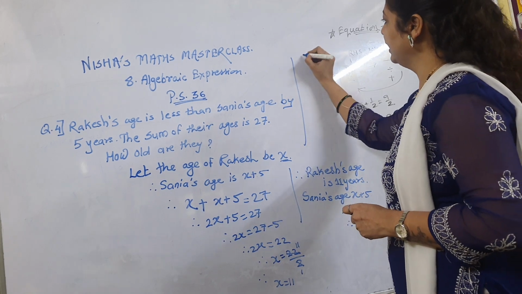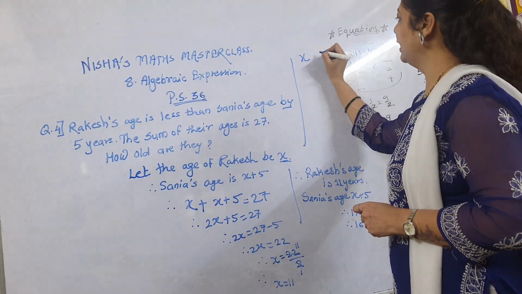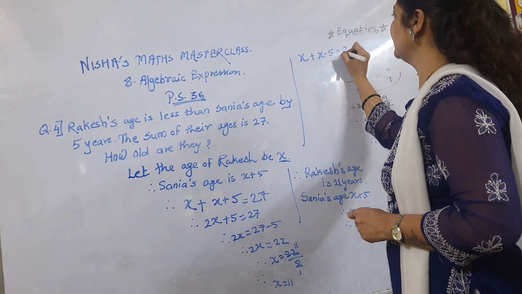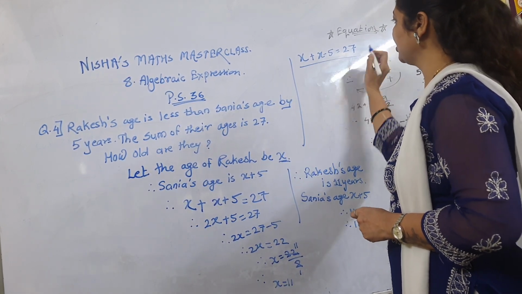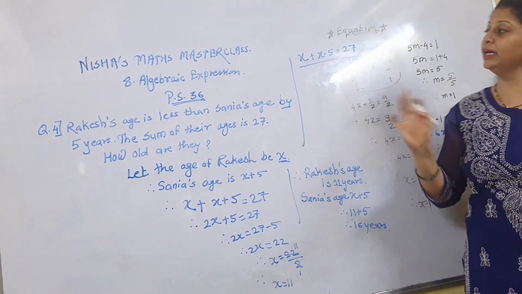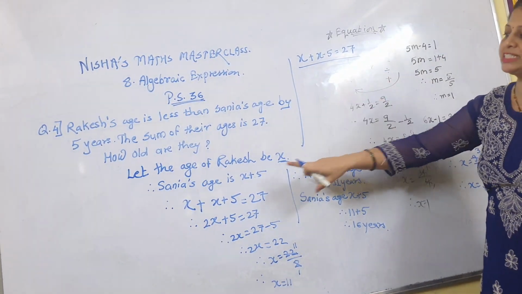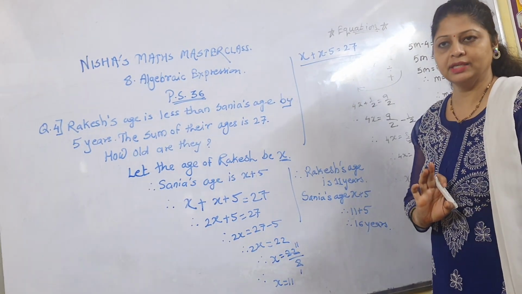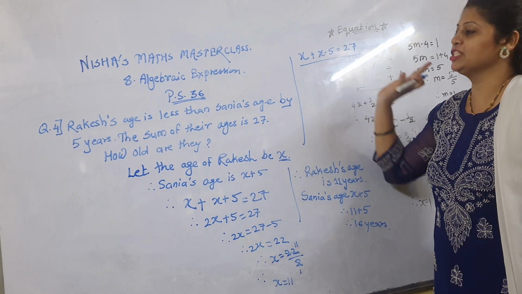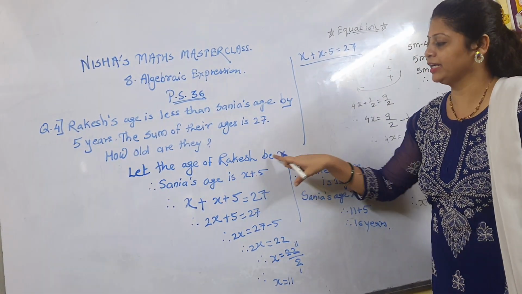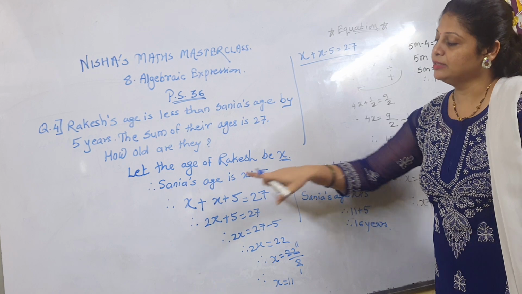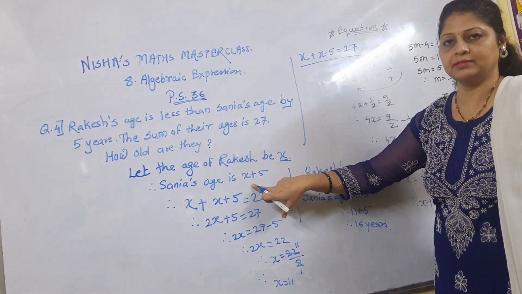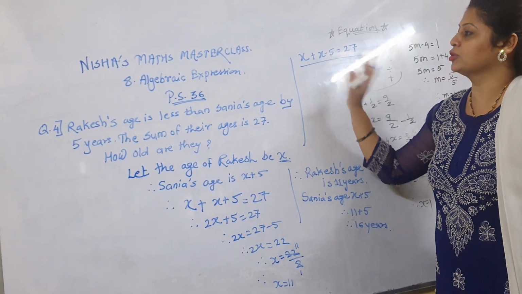See, suppose Sania is x, and Rakesh is x minus 5, and the sum of their ages is 27. This type of expression is also correct. But when we solve such types, the statements are different. For example, we take x for Sania and then for Rakesh x minus 5. Here I am taking the age of Rakesh as x, and afterward Sania's age, because Sania is elder than Rakesh by 5 years, so I add 5 to x. This expression is correct and this is also correct.